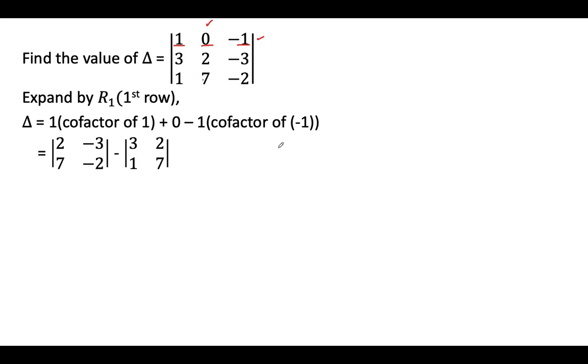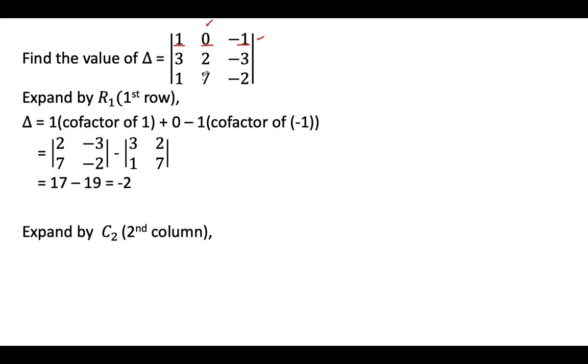So what is the cofactor of 1 and minus 1? That should be the determinant 2, minus 3, 7, minus 2, minus 1 into the determinant 3, 2, 1, 7. And when you expand these determinants, you find that the value of this determinant is -2.